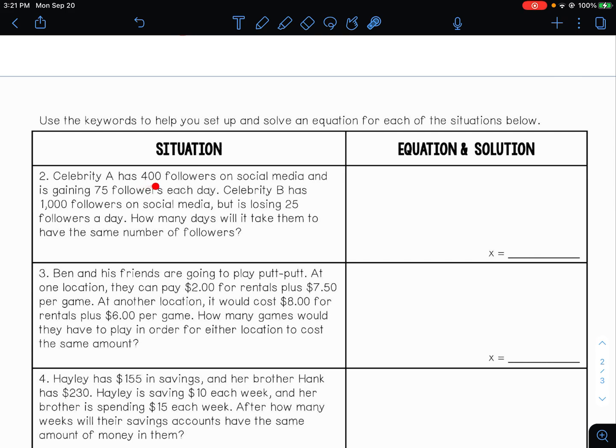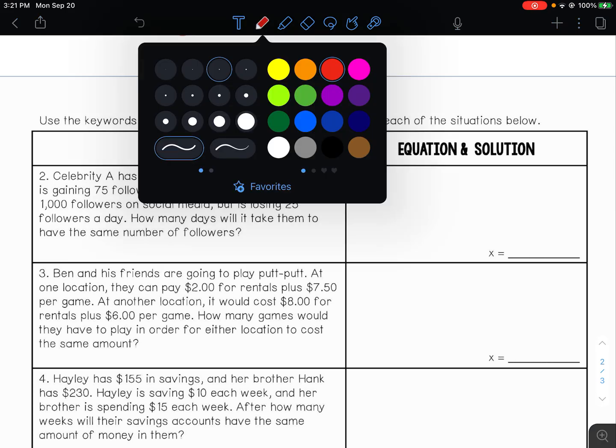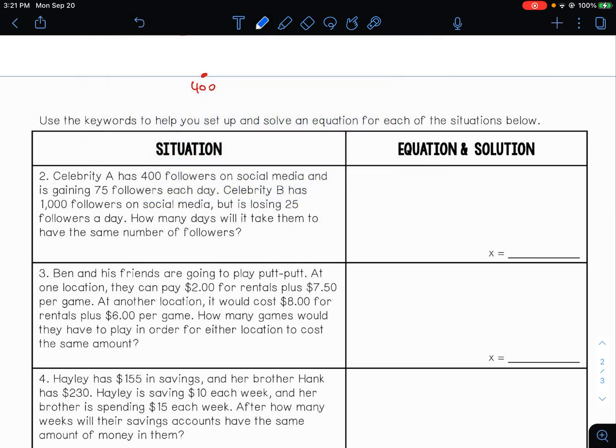So one has fewer followers. Celebrity A has 400, and Celebrity B has 1,000, so more. But what's happening to B's numbers? B's numbers are going down, and A's numbers are gradually growing. So what's going to end up happening? At some point, they're going to meet, and they're going to have the same number of followers. So when is that going to happen?